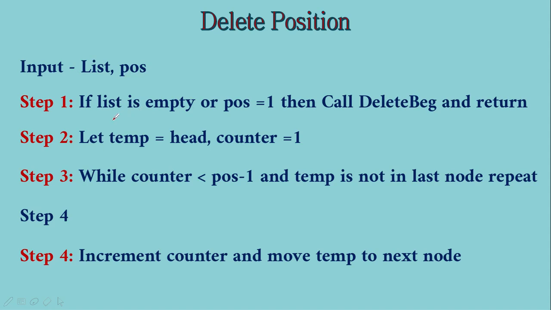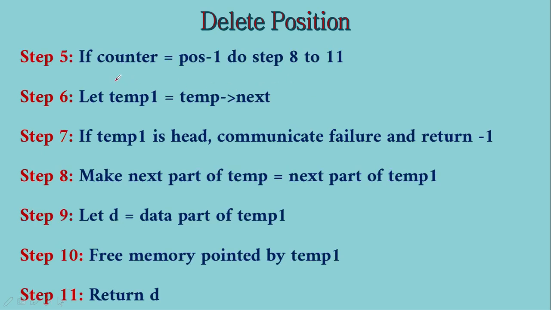Input is the list and the position. If the list is empty or position equal to 1, then we will call delete beginning and return whatever that particular function returns. Otherwise we will make temp equal to head and counter equal to 1, and we will move toward the position -1 node, and also during this traversal we will check that temp is not the last node. If these two conditions are satisfied, move the pointer and increment the counter. And outside the loop we check if the counter is equal to position -1, in which case it is valid. So we will be doing steps 8 to 11.